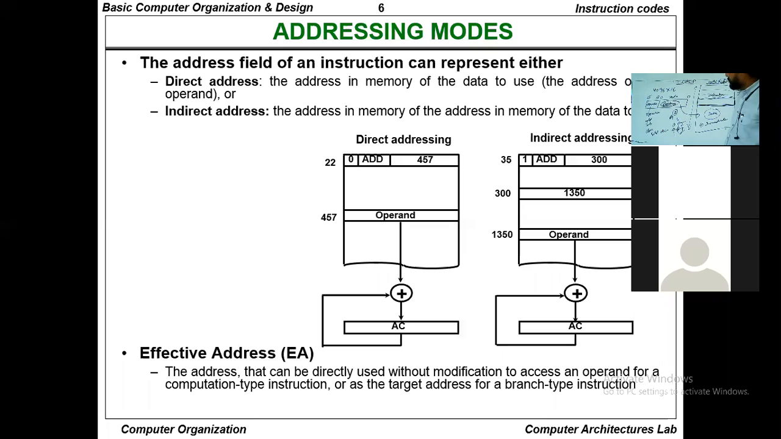Now suppose the second case is if it is the address of the memory where the data is present. If it is the address of the memory where the data is present, that is called direct address. Then it is called direct address. Clear? Suppose अगर यहाँ पर किया 435, this is 435 and here we have a data.